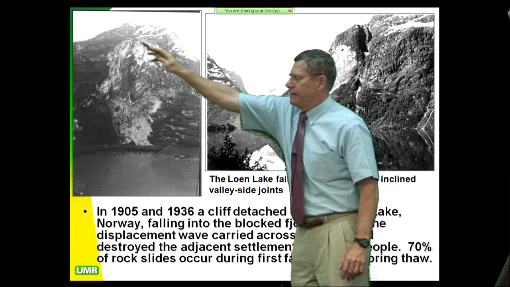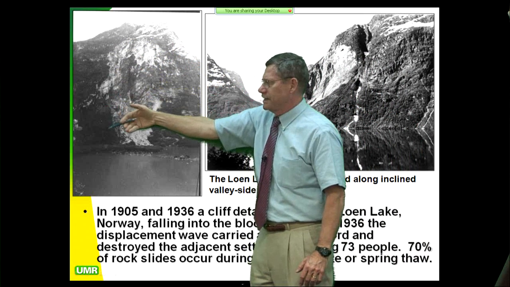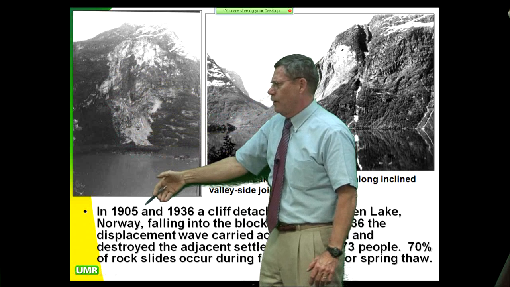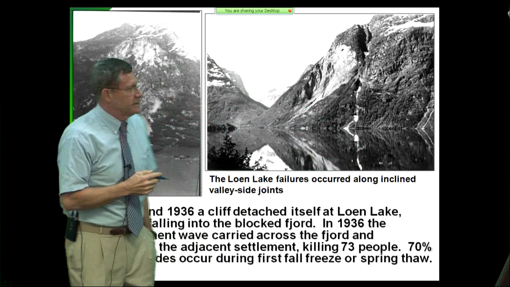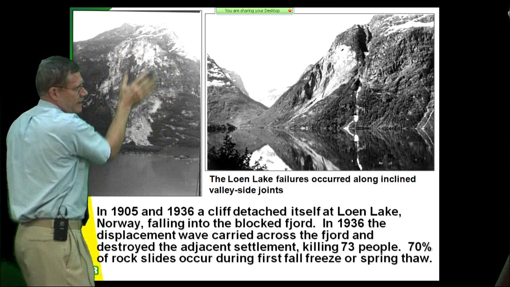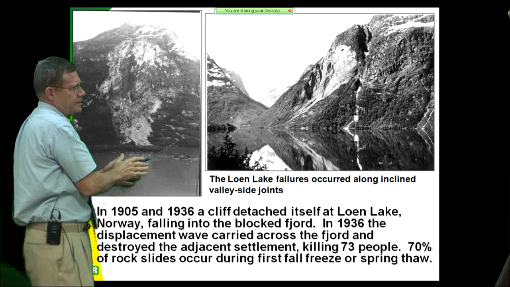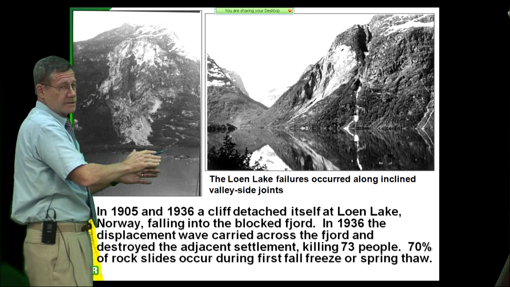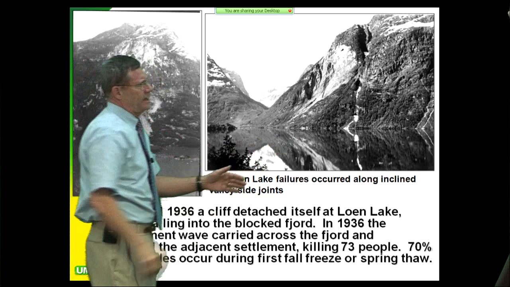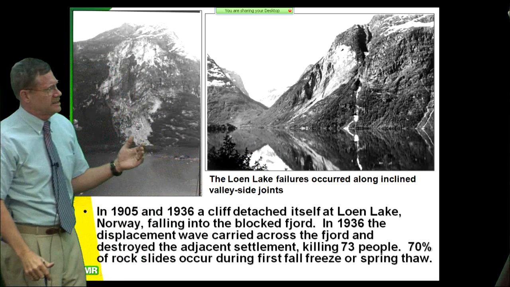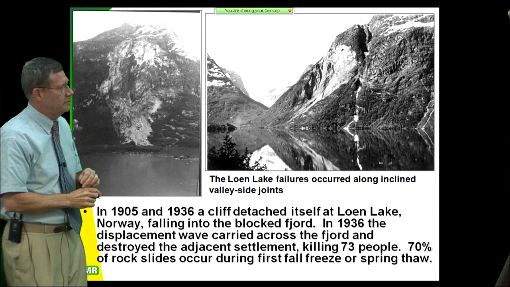Here's what it looked like head on. This thing came down on valley-side joints, came roaring down, and hit the water. Now, water is relatively incompressible. So what happened is, this came down and hit the water. They had a huge seiche, like a tsunami wave. The wave went across and wiped out the settlement on the other side of the fjord, the other side of the lake, killing 73 people.